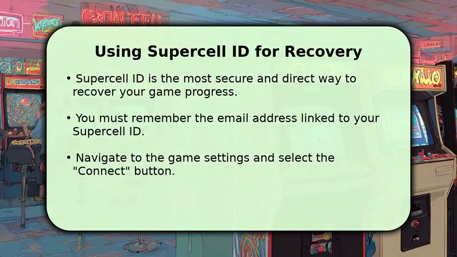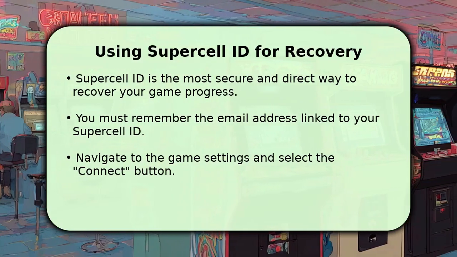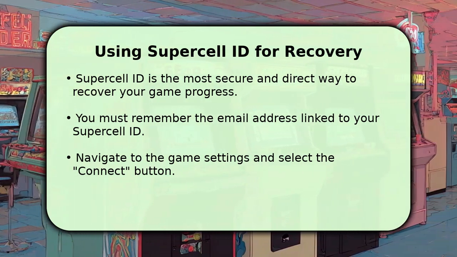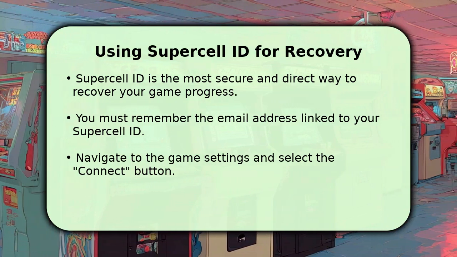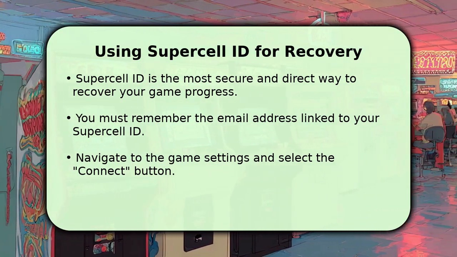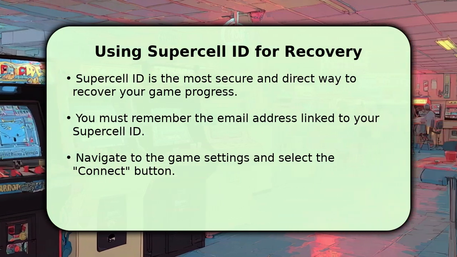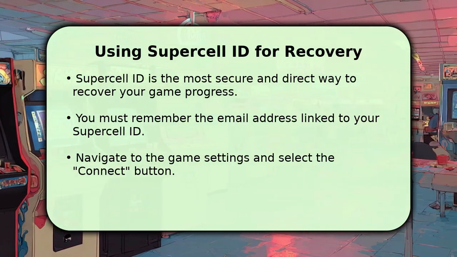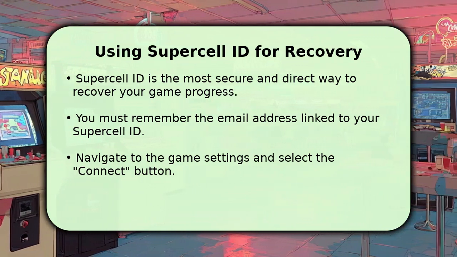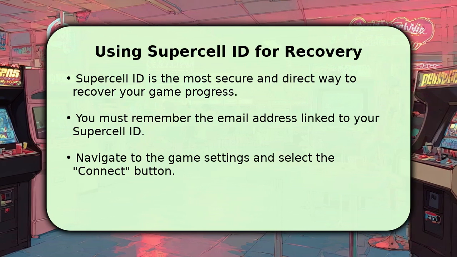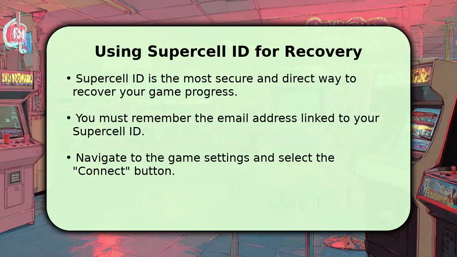If you previously linked your account to a Supercell ID, this is your primary method for recovery. Open Brawl Stars, go to Settings, and tap the Connect or Login button located at the top right corner. Enter the email address associated with your Supercell ID, and a 6-digit verification code will be sent to that inbox. Input this code into the game, and your account should instantly load. This process takes only a few moments.